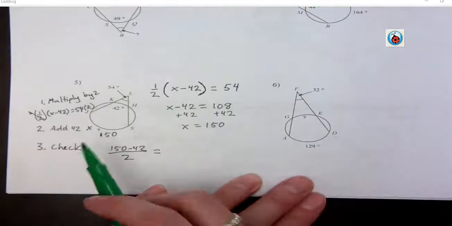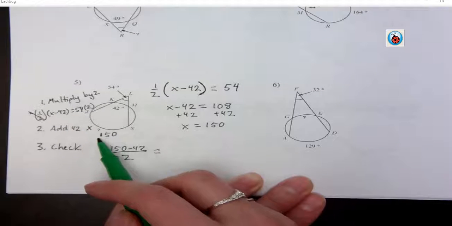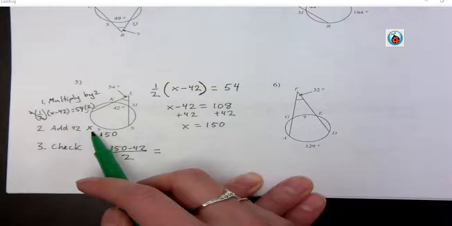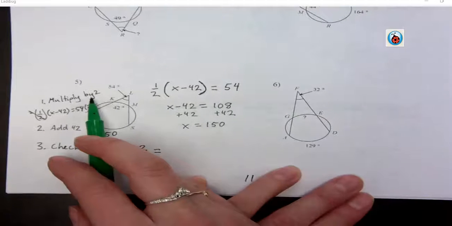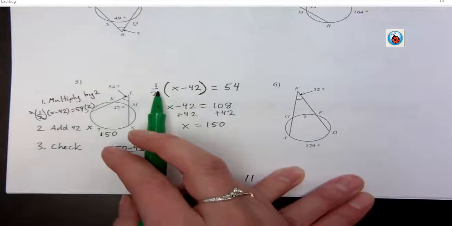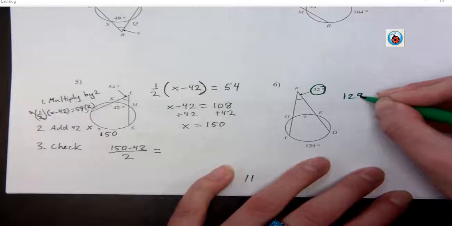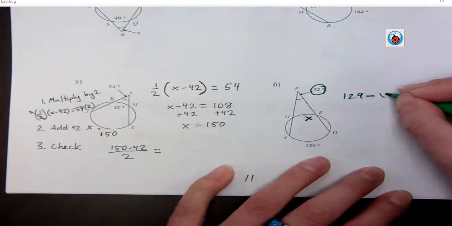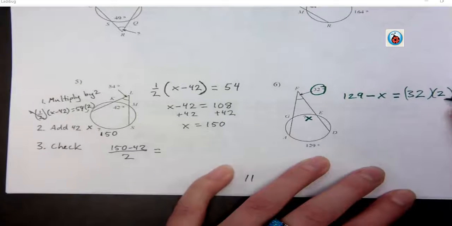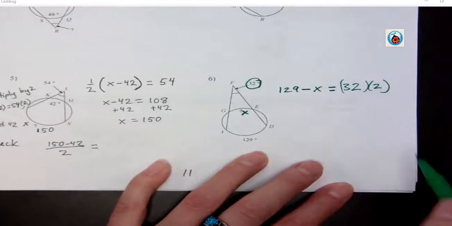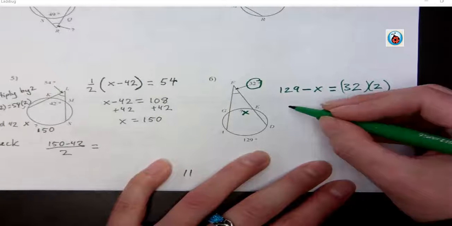Alright, our next one is that same rule, it's half the difference. It's just here they give us the angle and we're asked to find one of the sides. And so we have to set up this equation. And so our first step is always going to be multiply by 2. We don't want that half in there. So we're going to do this times 2. And so we do 129 minus this angle equals 32 times 2. So that first step is always going to be get rid of a half by multiplying our angle by 2. And then we just solve.